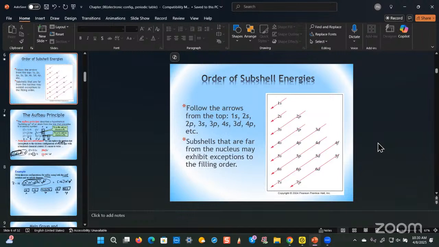But according to this, after 4d you should have 5p. Oh, but you're stopping at 4d, okay. So 46, I know this is 36, 38, yes, so I think this should be 42.